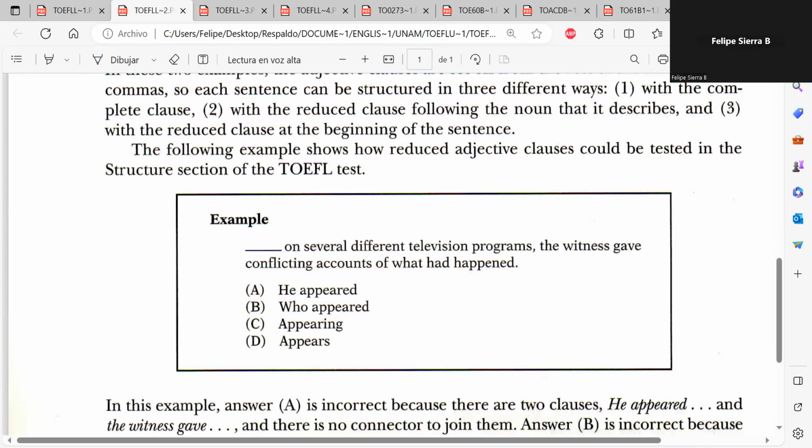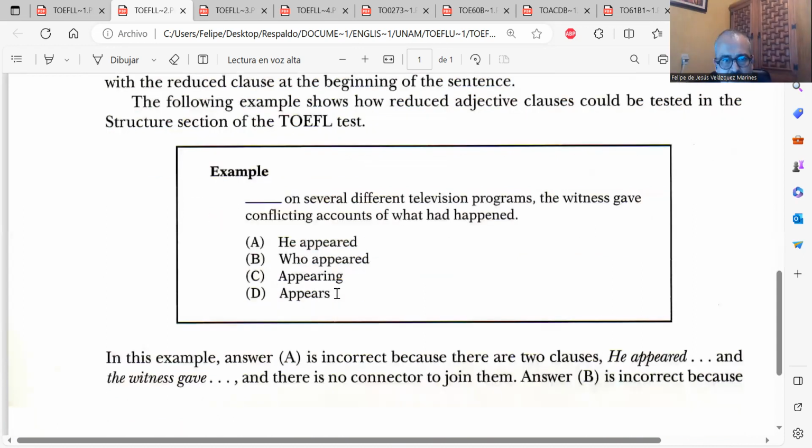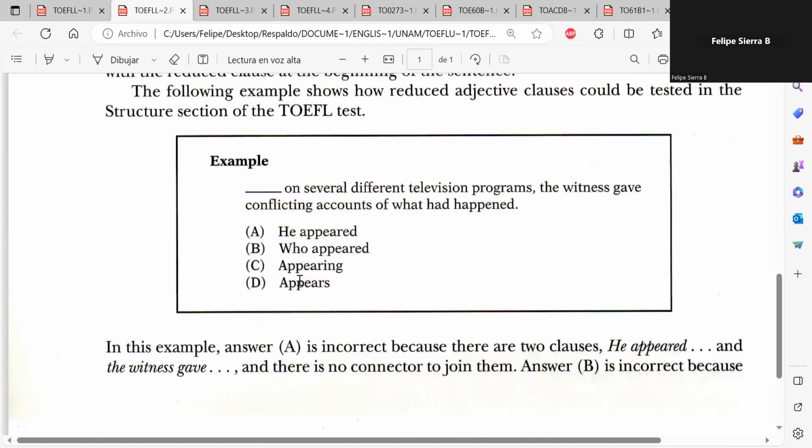Yes, let me see. It says, appearing on several different television programs. The witness gave conflict. No, wait. You cannot use a subject if you have... No, appearing, sorry. Appearing on several different television programs. Yes, because we eliminate the linker, we eliminate the subject, and we eliminate the auxiliary verb. Okay, yes. Only appearing.